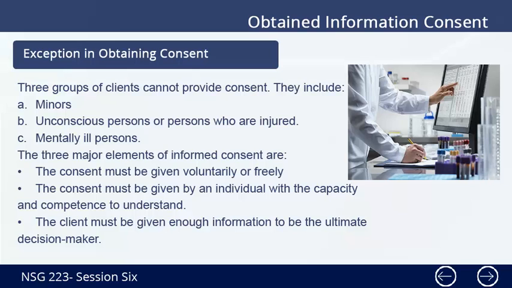The 3 major elements of informed consent are: 1. The consent must be given voluntarily or freely. 2. The consent must be given by an individual with the capacity and competence to understand. 3. The client must be given enough information to be the ultimate decision maker.